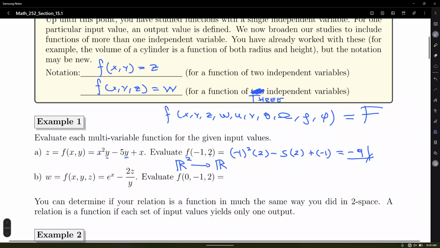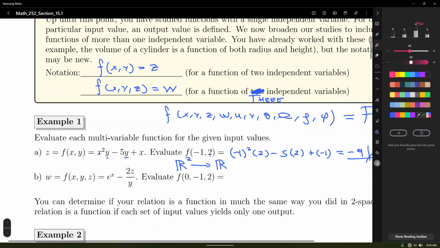Let's have a look at the next example. So for the next example, W is a function defined for three variables, x and y and z. Okay, e to the x minus z over y. They're asking us to evaluate f of 0, -1, 2. Substitute 0 wherever you see the letter x, substitute -1 wherever you see the letter y, and substitute the 2 wherever you see the variable z.